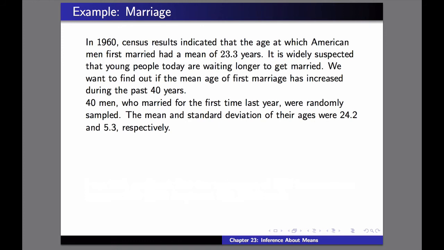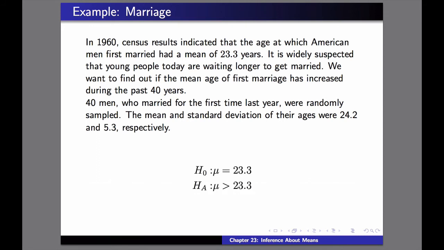In 1960, census results indicated the age at which American men first married had a mean of 23.3 years. It's widely suspected that young people today are waiting longer to get married. We want to find out if the mean age of first marriage has increased during the past 40 years. So what could we do? Well, let's take a random sample of 40 men who married for the first time last year. The mean and standard deviation of that sample were 24.2 and 5.3 respectively. Okay, so let's do some inference.